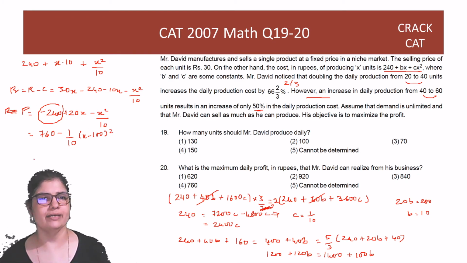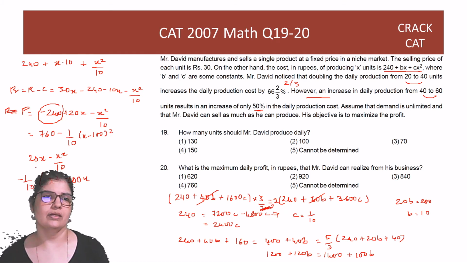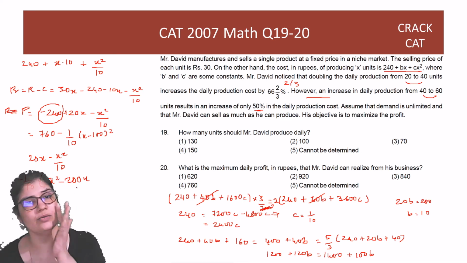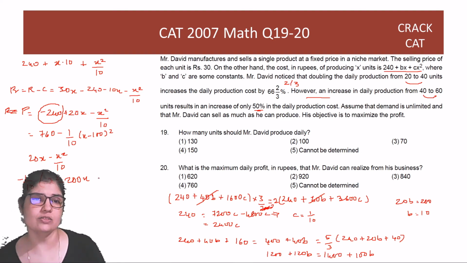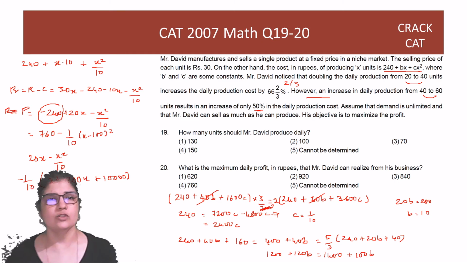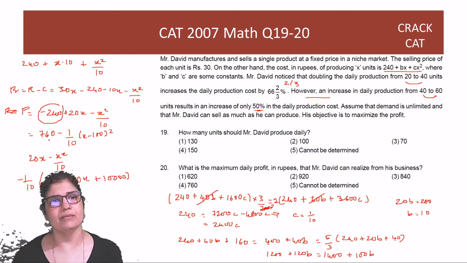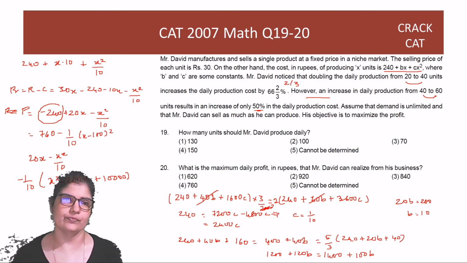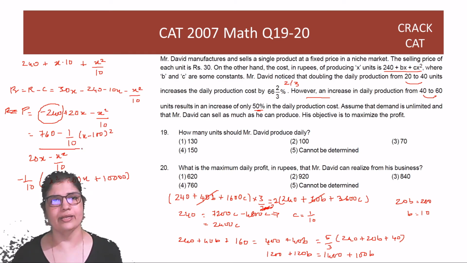So पहले तो 1 by 10 बाहर निकालो. If I'm looking at 20x minus x square by 10, I will remove 1 by 10 minus. So then I'll be left with x square minus 200x. क्योंकि एक 20 है, 20 को मैं 1 by 10 कॉमन निकालूंगी तो 200 हो जाएगा. Now to complete the square, I need 10,000 inside, which is 1,000 outside because it's 1 by 10, right? तो वो 1000 और ये minus 240 मिलके बन जाएगा plus 760. ठीक है? So ये perfect square है guys.